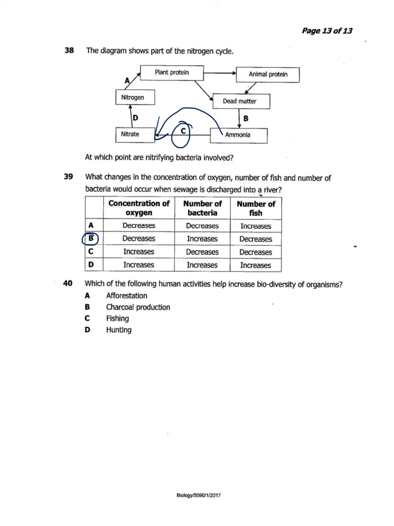Then the last one, which of the following human activities help increase biodiversity of organisms? So biodiversity is defined as a variety of life. So the activity that can contribute is afforestation, where you plant more trees. So this is how we can answer questions from a biology paper.